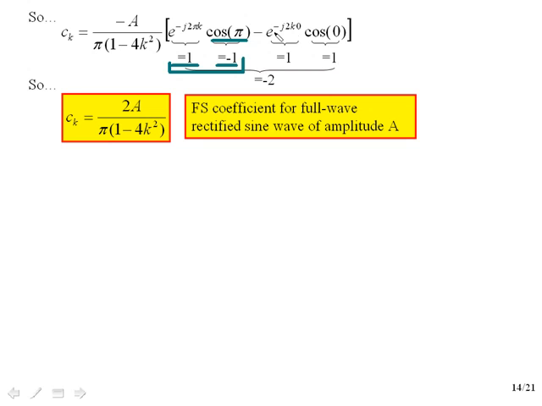And then e to the j blah with a 0 in there, that's just 1. Cosine of 0 is 1. So we have a minus 1 minus a plus 1. That all adds up to minus 2. A minus from the minus 2 right there cancels with that minus, and we're left with this result. So there is the evaluation of the Fourier series coefficients for the complex exponential form for the full wave rectified sine wave of amplitude A. So A was the height of the sine wave that went into this thing.